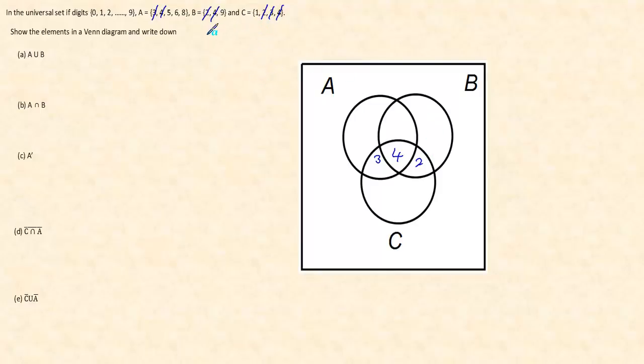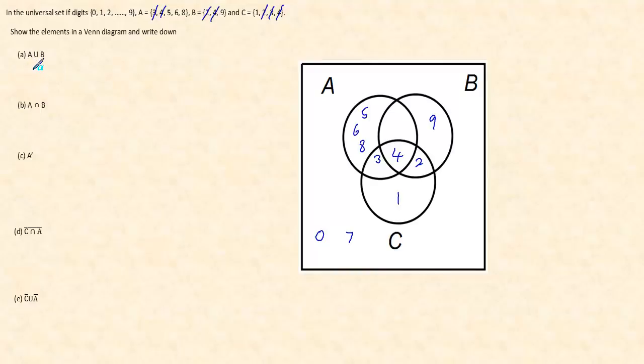So there appears to be no more overlap at all. And so A is going to have the 5, the 6 and the 8 in this part. The B will have the 9 in this part. And the C will have the 1 in this part. So we've got 1, 2, 3, 4, 5, 6, 8 and 9. 0 and 7 are missing. So they must go out here. So they're not in any of A, B and C, but they are in the universal set.